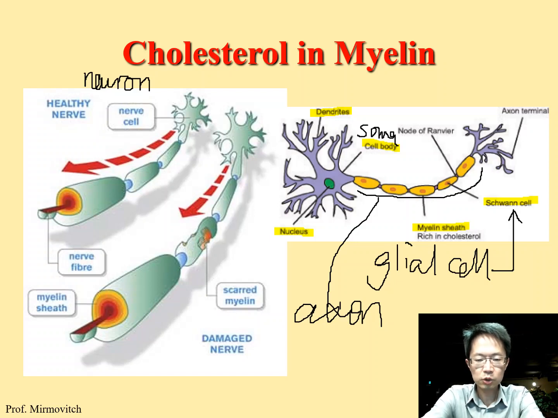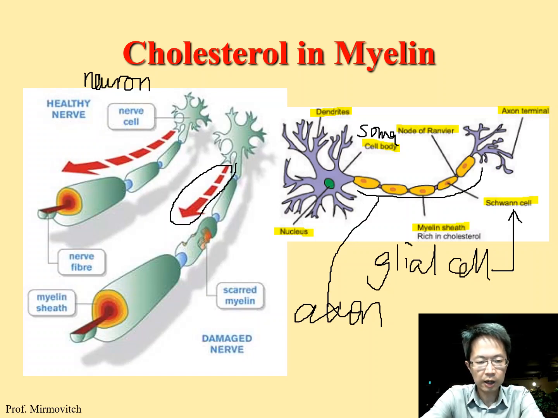In between Schwann cells, or in between the glial cells, we have the node of Ranvier. Many people just call it node of Ranvier, but Ranvier is the correct term. And then the axon terminal is the end. In other words, the signal travels through the axon from the soma all the way down to the axonal terminal.